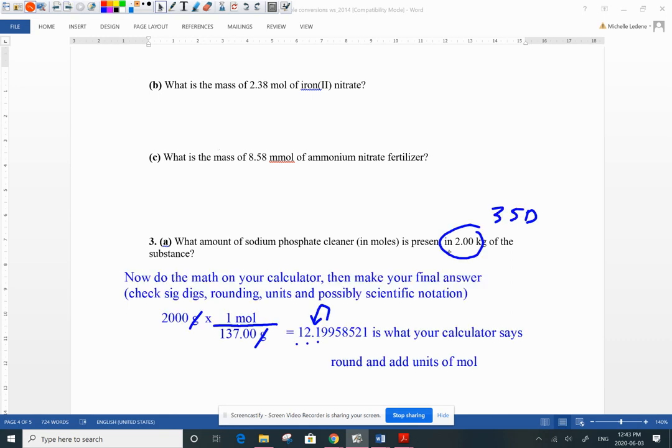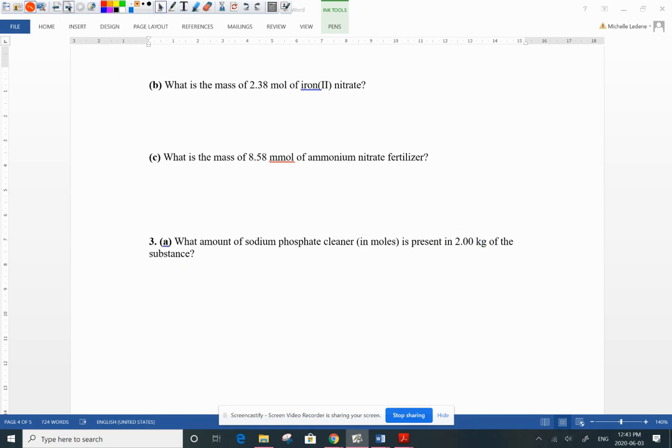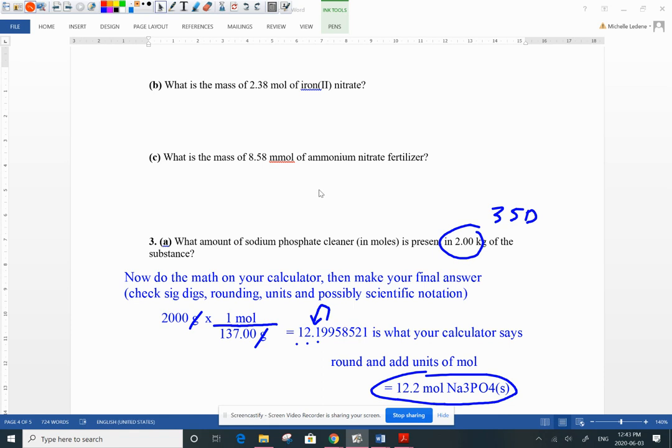So we go back to our original question, and our original question says we've got 3 sig digs. So we have to have only 3 digits in our answer. That means this 9 is going to make that one round up. And we don't need to put this one into scientific notation, but we do need to add our units. So our final answer, 12.2 moles, that's our units, mol for moles, of the compound Na3PO4 solid.